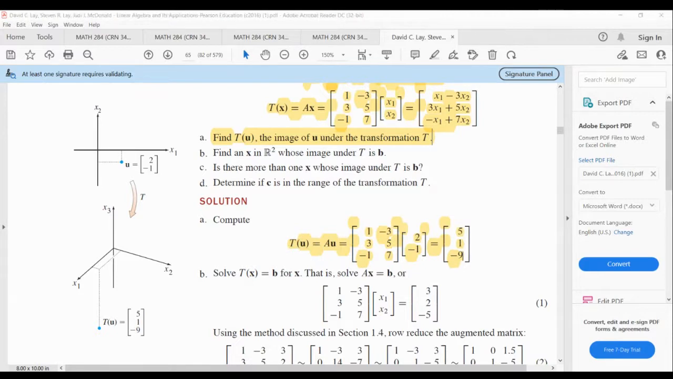and I like to highlight things because I think it helps for the recording. The vector u has coordinates 2, -1. And under the transformation, you're taking that vector u and mapping it to the vector 5, 1, -9. And that's what they're showing in the picture on the left. That's what's going on. That's the transformation. Are there any questions on part A of this example 1?